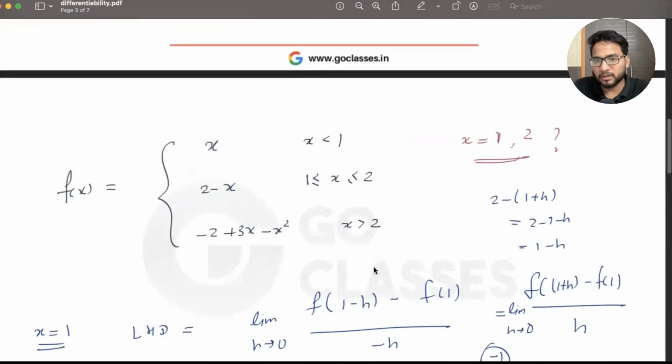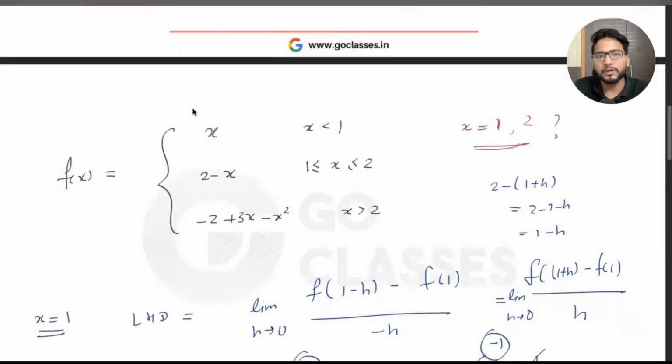Now let's see this question that we have already seen in the uploaded video. What this question says is: check the differentiability at the points 1 and 2. Check whether this function is differentiable or not. Do you have to check all the points or just a few points, and which points are you suspecting? Why are you suspecting 1 and 2?